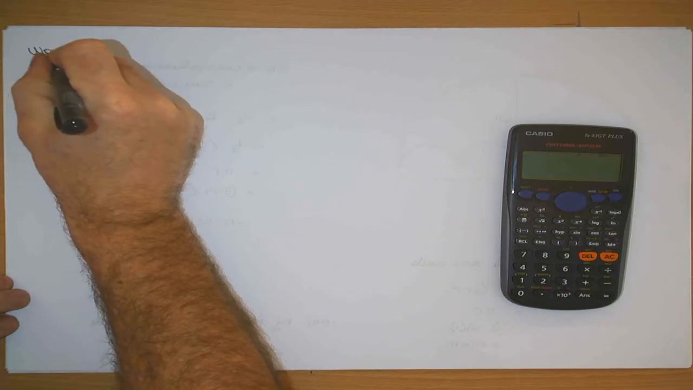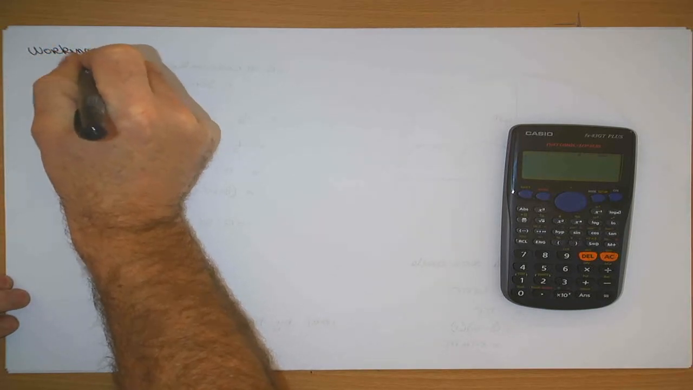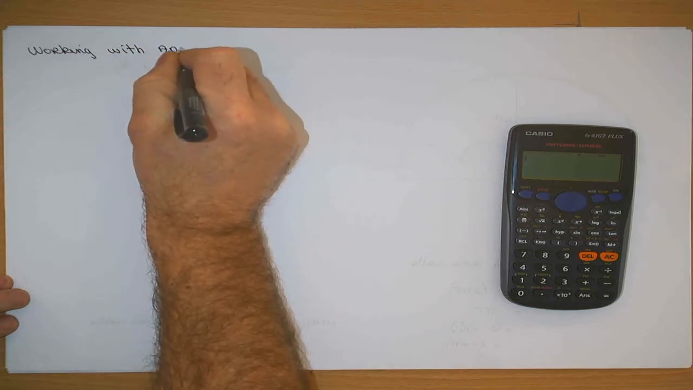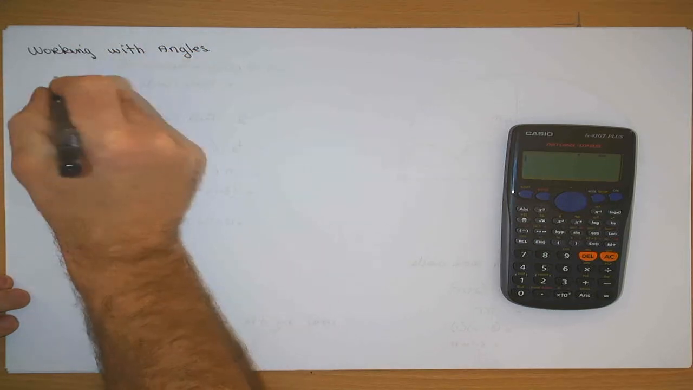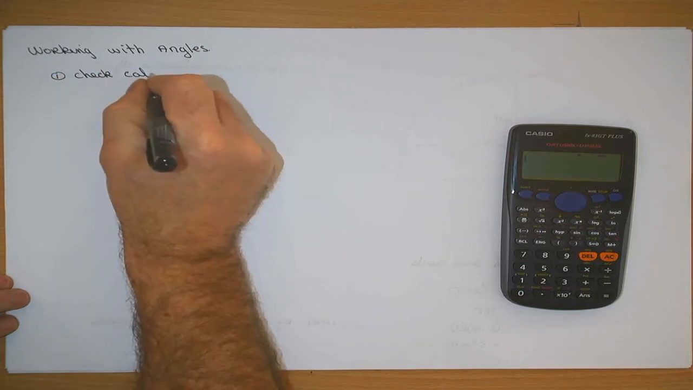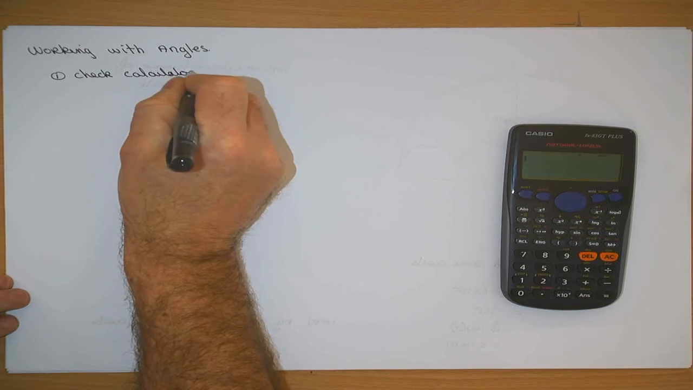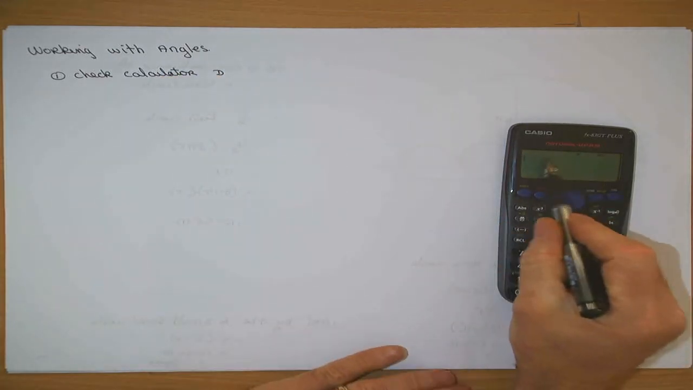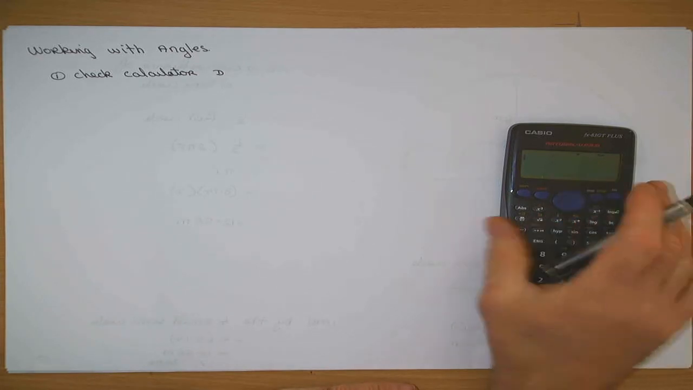Working with angles. The first thing you must check is that your calculator is in degrees. That means along this top panel here, there'll be a little D.